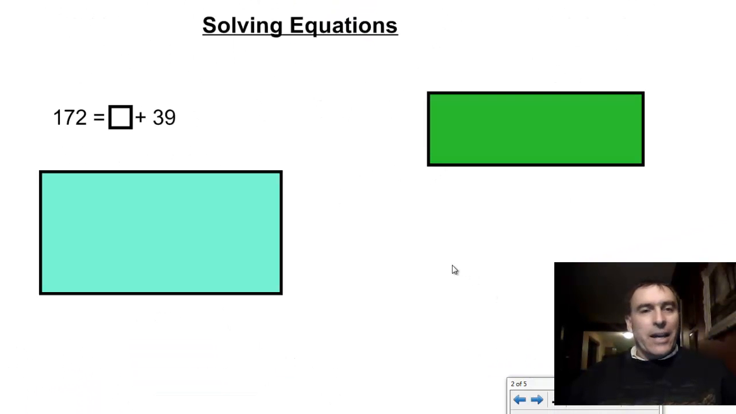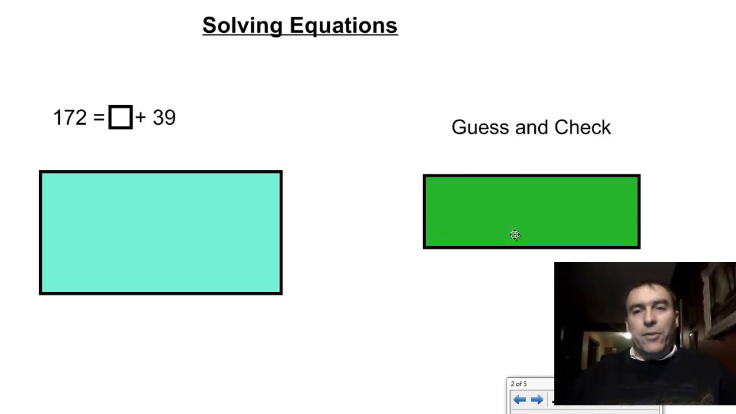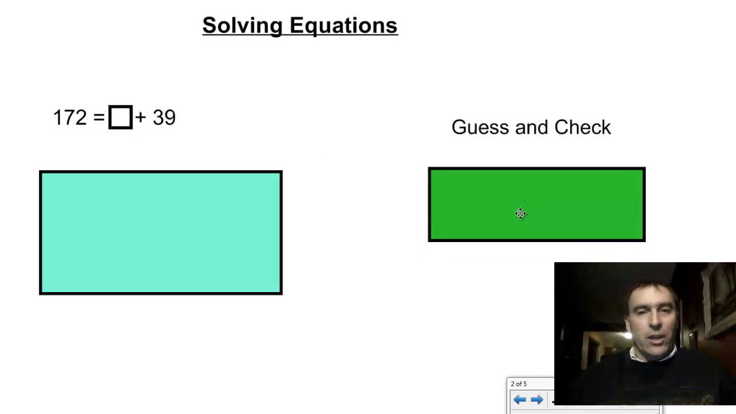Well, let's go into how to solve these equations. If you're given a question like 172 equals something plus 39, you have to have some sort of strategy. Today I'm going to be going over 3 different strategies that you can use in order to solve it. The first one is called guess and check.